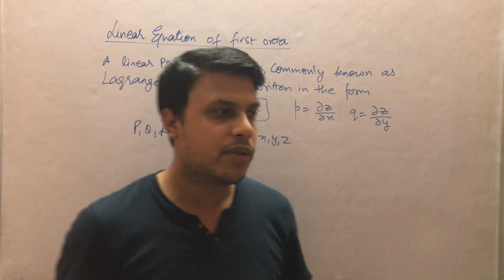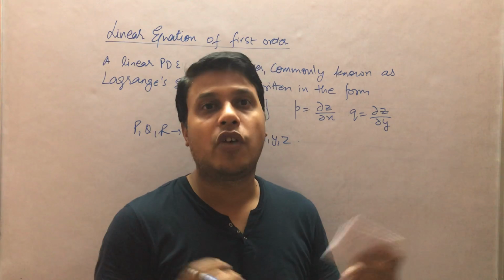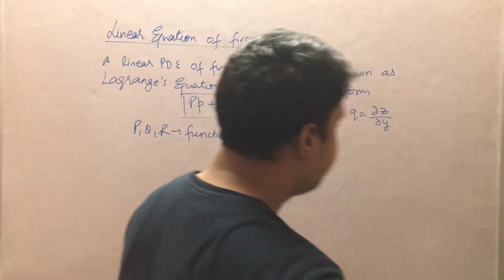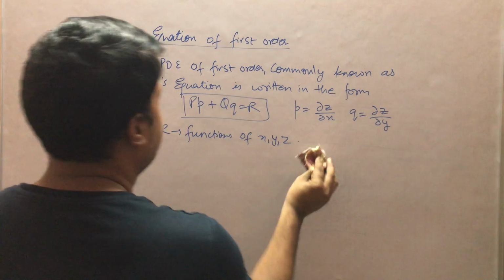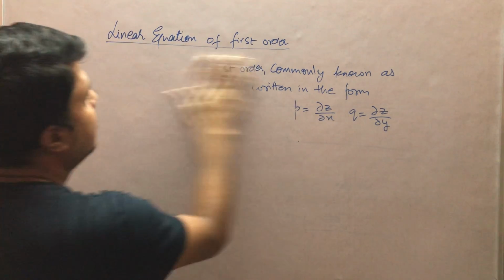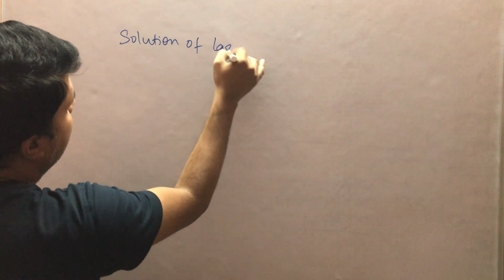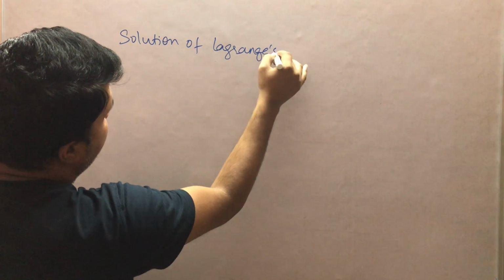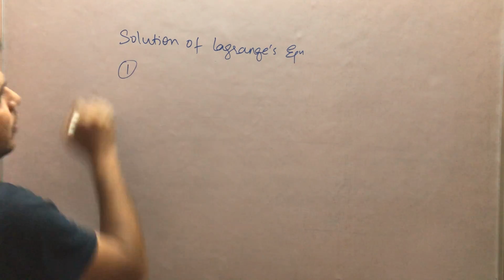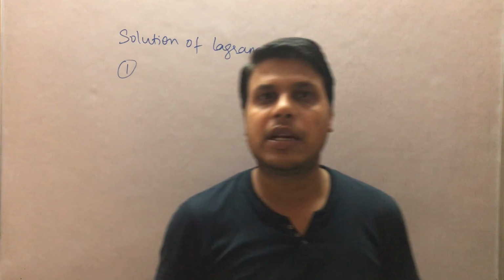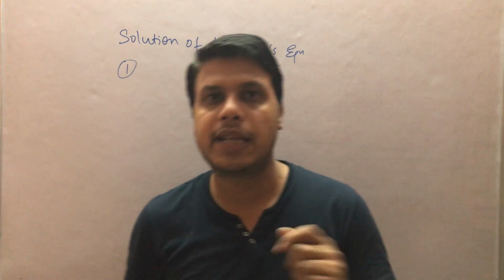Now we are going to have some questions by which we will see how we can solve the Lagrange's equation. Okay. So there are certain steps which you must follow to get the solution, and the first step is we have to make the auxiliary equations.